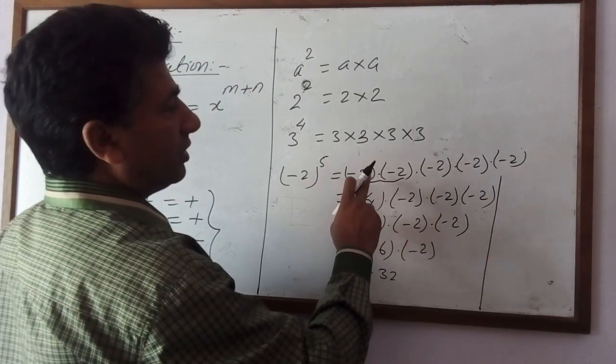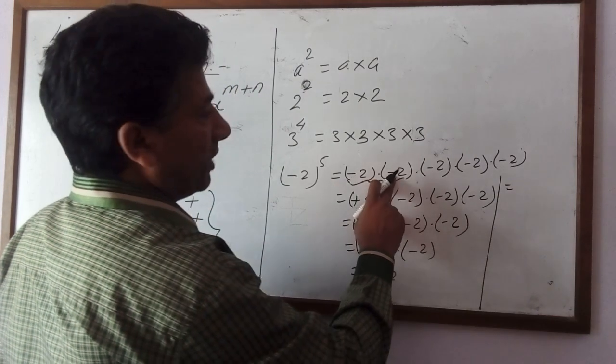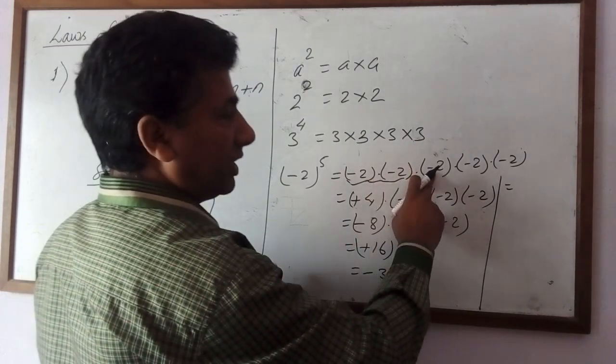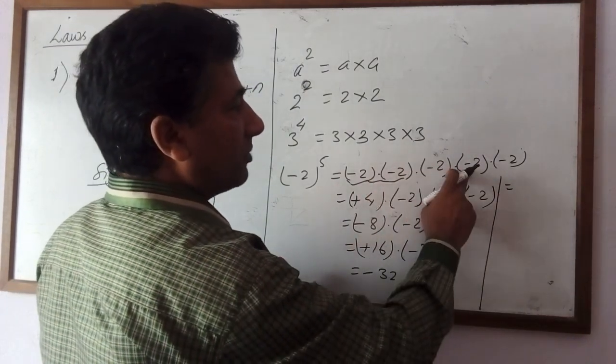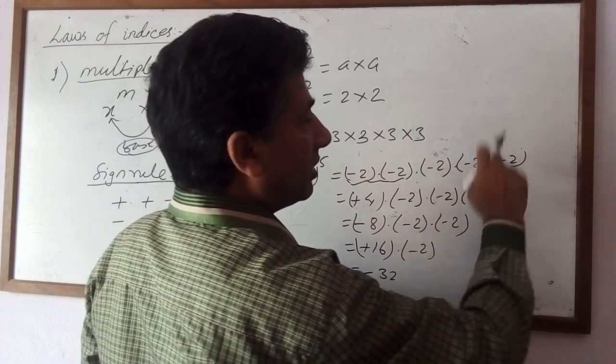2 times, first multiply the sign. Now, I'll do this side. Minus times minus, plus. That plus times minus, minus. That minus times minus, again plus. That plus times minus, minus.